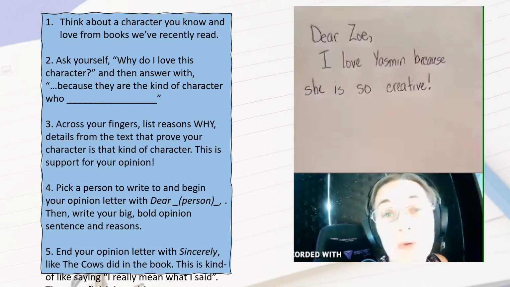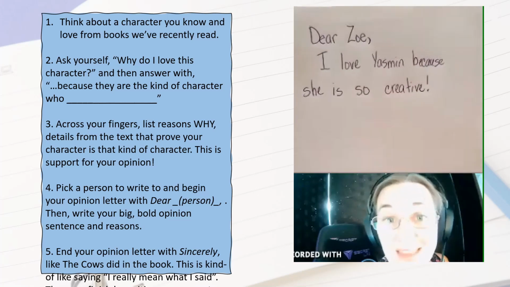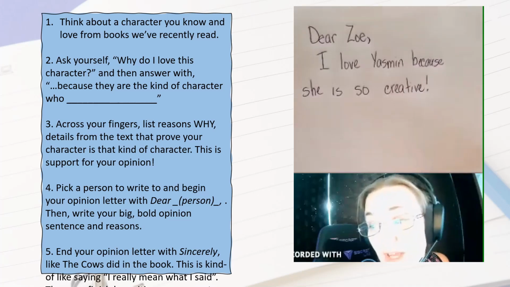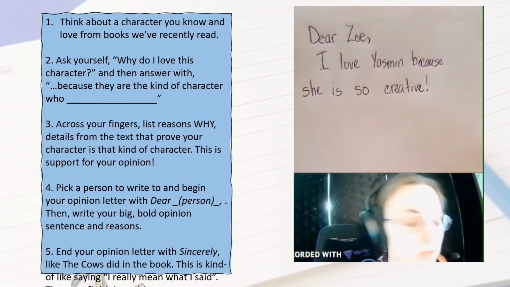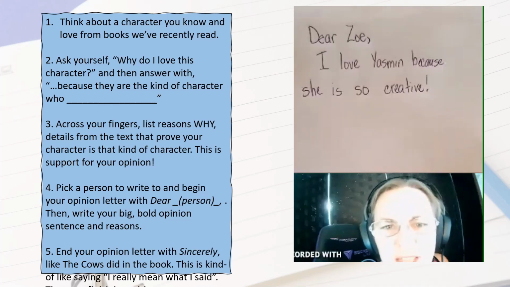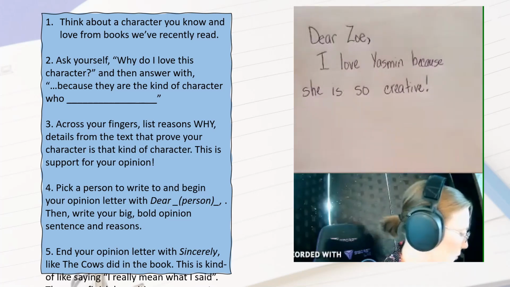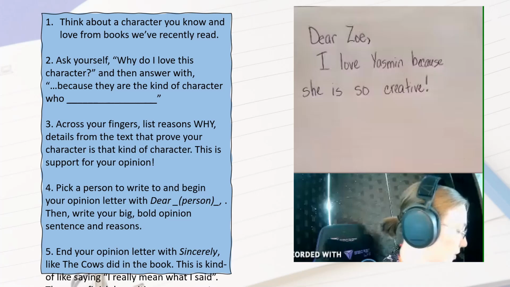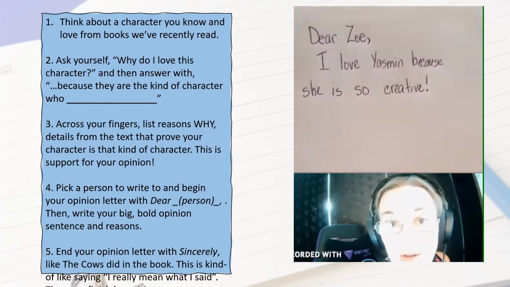But I do want to show you how I close or end this type of writing, which is step number 5. End your letter with sincerely, kind of like the cows did. Sincerely just means I really mean that. So the way you do that is you go to the line, you make it capital, sincerely, you put another comma, and then underneath you sign your name.